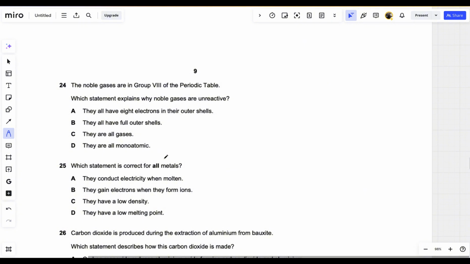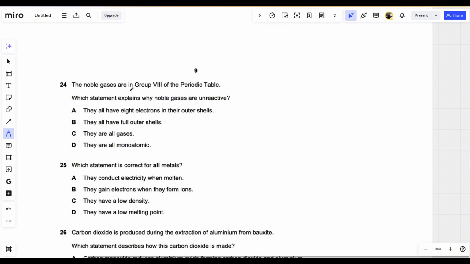Now the noble gases are in group 8 of the periodic table. Which statement explains why noble gases are all unreactive? Why are they all unreactive? They all have 8 electrons in the outermost shell, right? They already have 8 electrons in the outermost shell. That could be. Is that the reason? They all have a full outer shell. This one is stronger. You see why we have to read all the options? They all have a full outer shell.